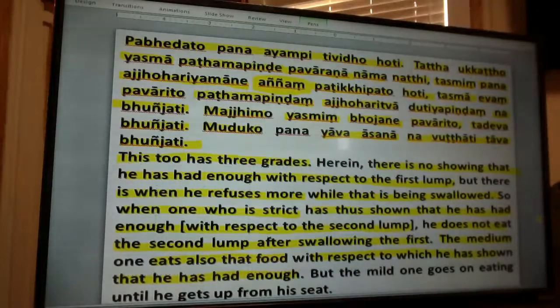He can eat okay. But the mild one goes on eating until he gets up from his seat. It's still okay. The mild one is more or less.